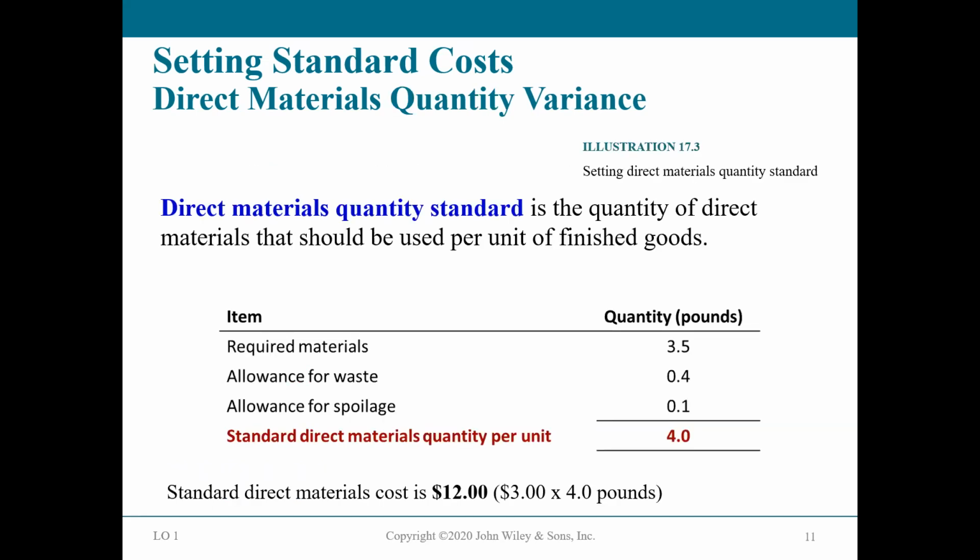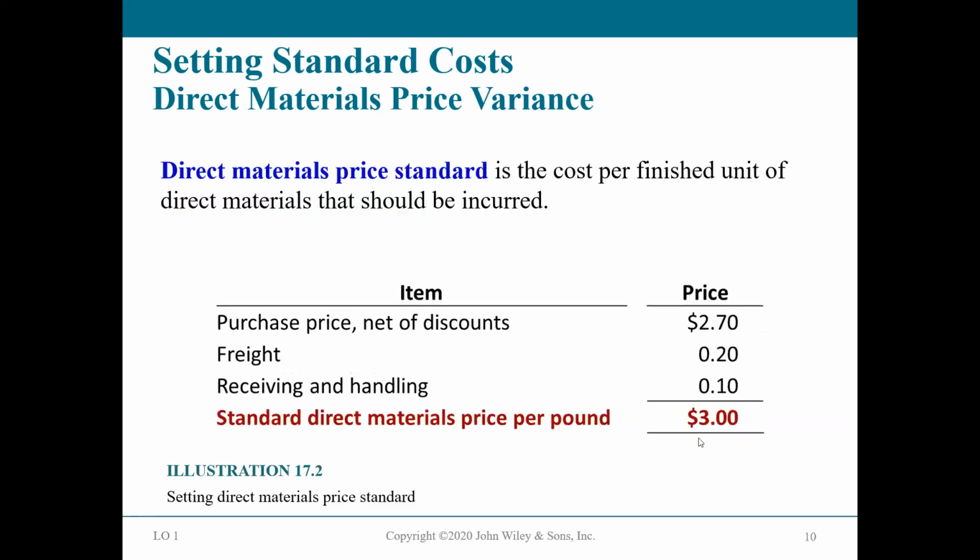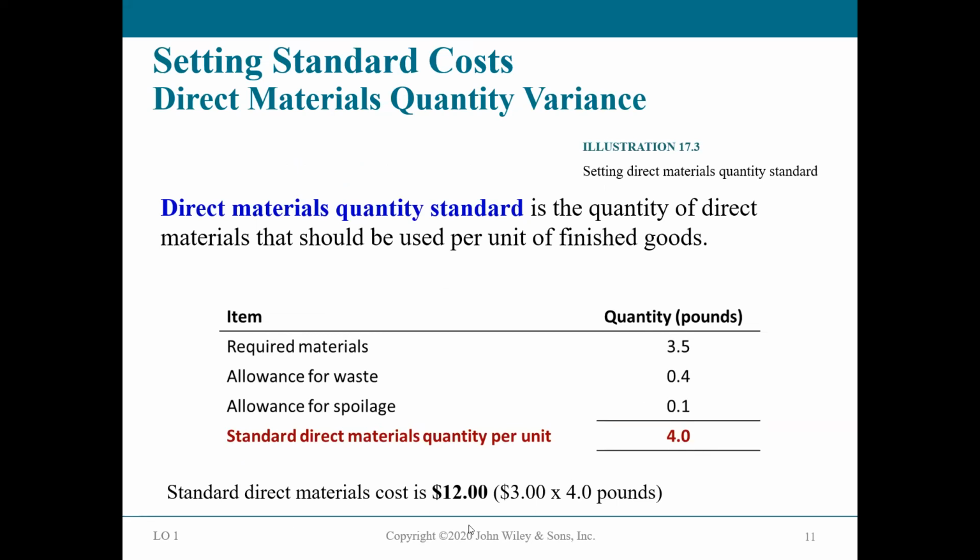Next, let's look at the direct materials quantity standard, which is the quantity of direct materials that should be used per finished good. So we know that an item in this example requires 3.5 pounds. We have a waste of 0.4 pounds on average, and then we might have some spoilage of 0.1 pounds. So our direct materials quantity standard is 4 pounds. So therefore, our standard direct materials cost is the 4 pounds times the $3 from the previous slide, standard direct materials price per pound. So our standard direct materials cost would be $12 per finished good.